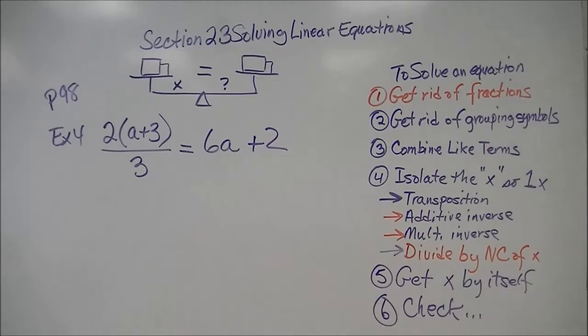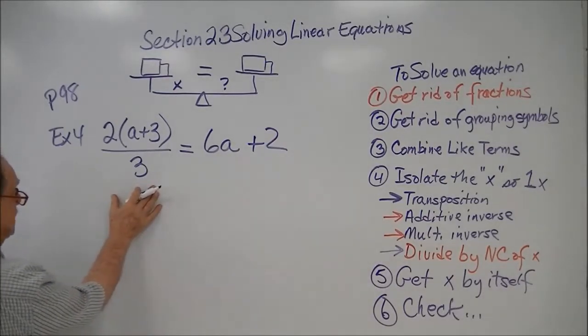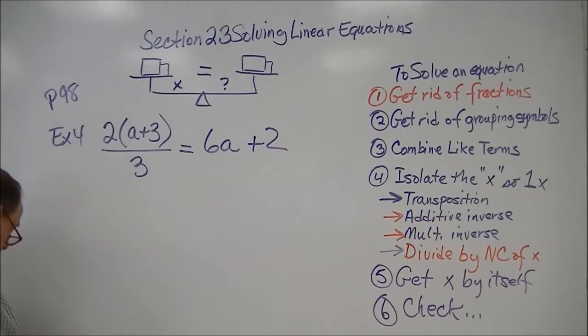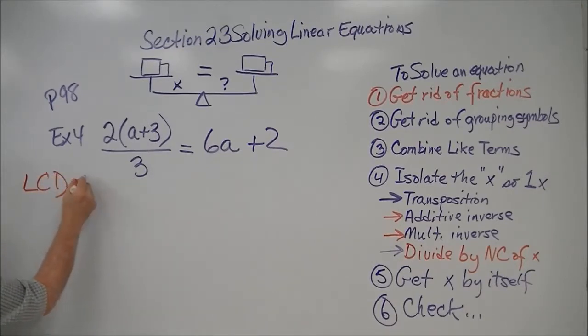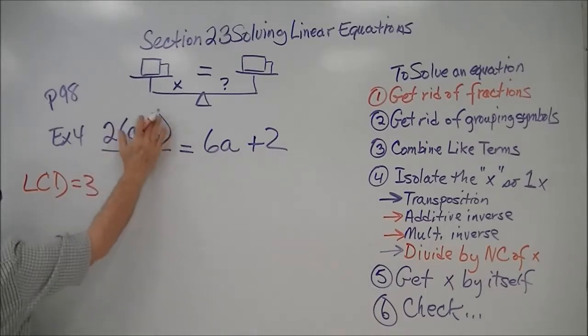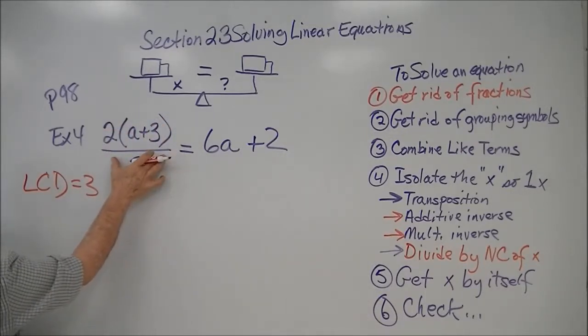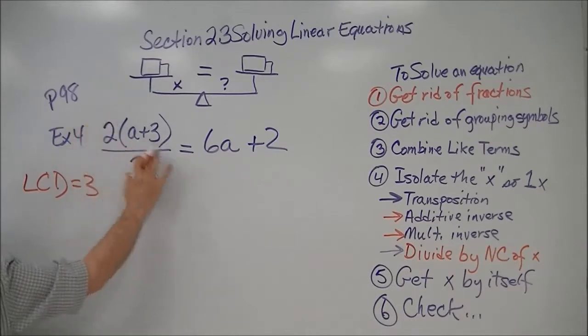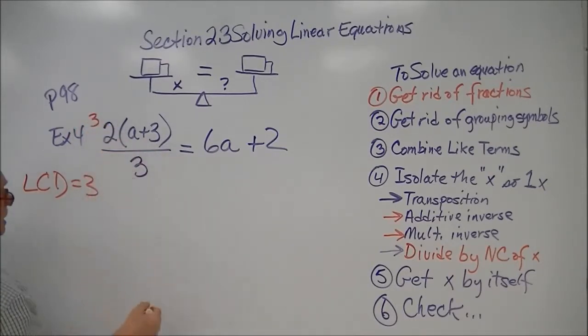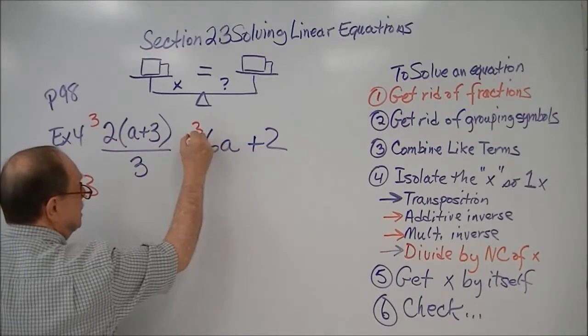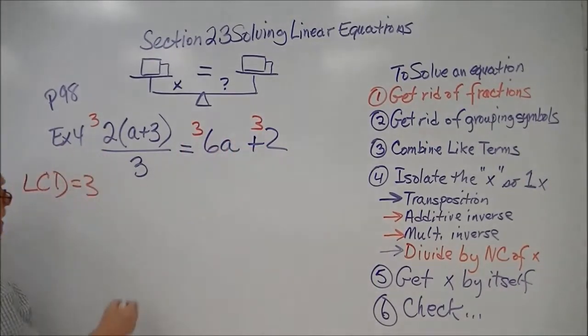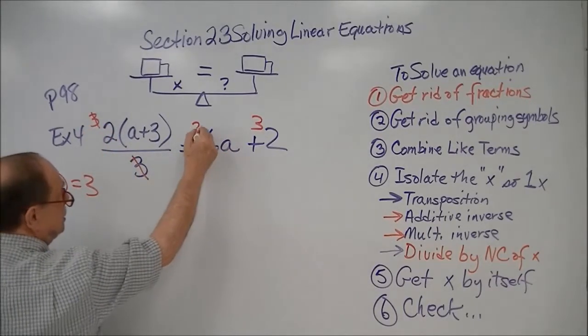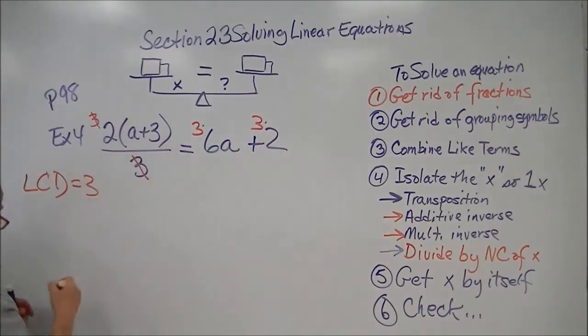And in example 4, we see another kind of fraction. But again, the same technique. What would be your least common denominator? 3. So actually, this is one term because of this grouping symbol, the division bar. So we're going to multiply that one term by a 3. Here there are 2 terms. Multiply those by a 3. Here the 3's cancel out. And now we're going to multiply through to get rid of our grouping symbol.